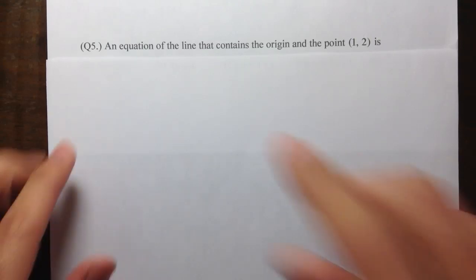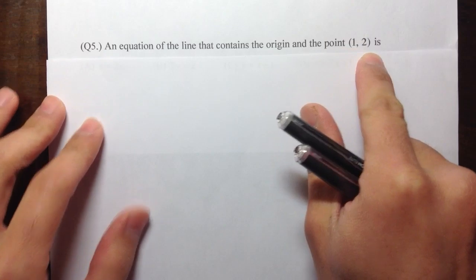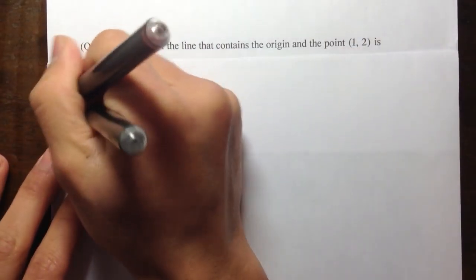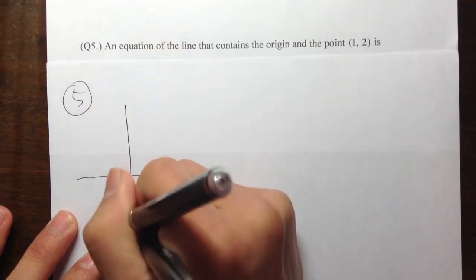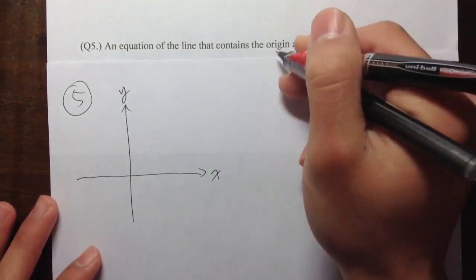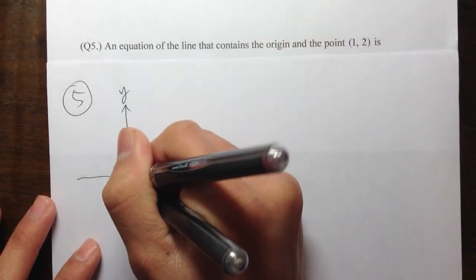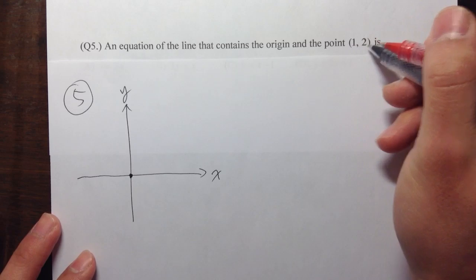So we need to write an equation of a line that contains the origin and the point (1, 2). Number 5. And let me give you guys a picture first. Okay, so we have the x and y plane. Origin means (0, 0), so that's like the center. And then we want the point (1, 2).